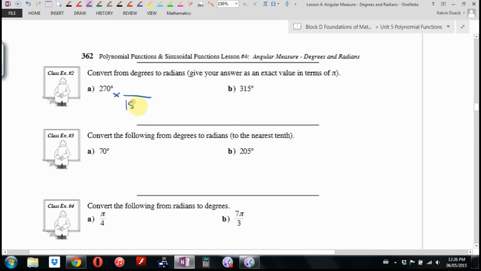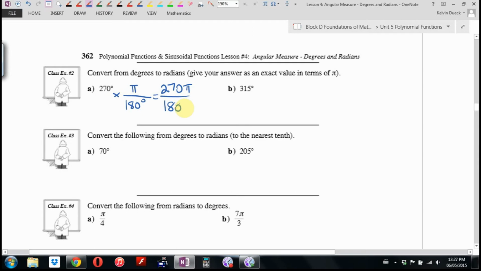So everybody do this. How do you multiply fractions? It's the easiest. Top times top. Put your calculator away, just hang on. Bottom times bottom. The first answer would be this. It's 270 pi over 180.